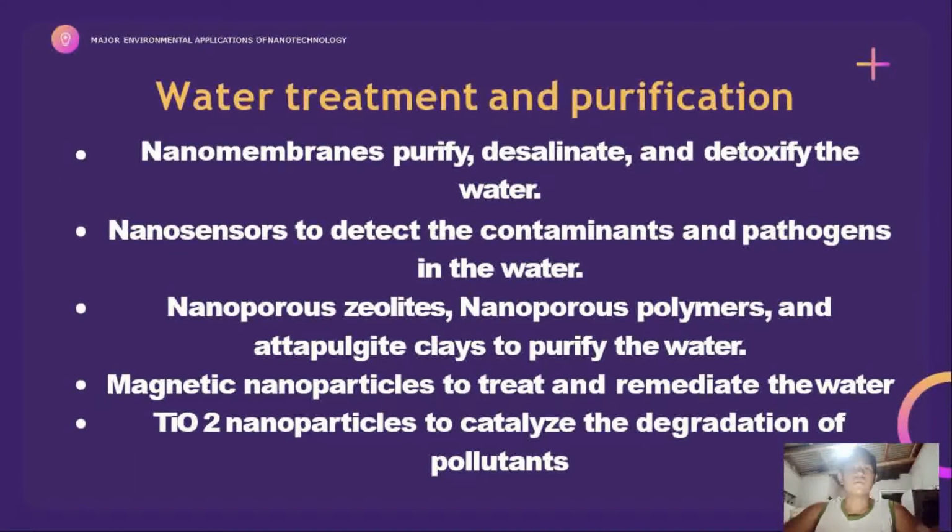Water treatment and purification. Nanomembranes purify, desalinate, and detoxify the water. Nanosensors detect the contaminants and the pathogens in the water. Nanoporous zeolites, nanoporous polymers, and clays purify the water. Magnetic nanoparticles treat and remediate the water. TiO2 nanoparticles catalyze the degradation of pollutants.